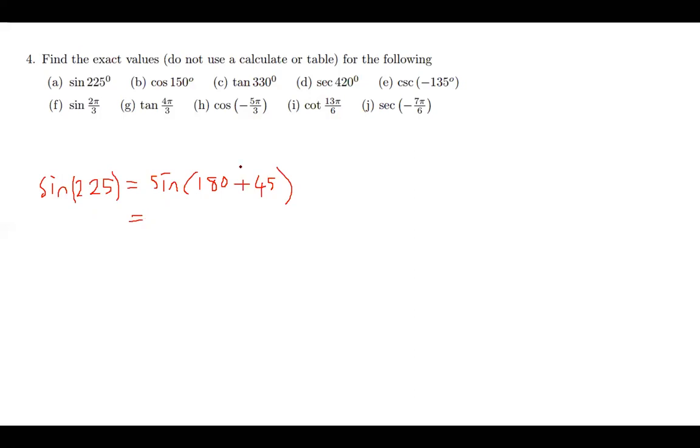So now you can use the compound angle formula for sine, and when there's a plus here for sine, there's going to also be a plus there, which says sine 180 multiplied by cos 45, and then plus sine 45 multiplied by cos 180.